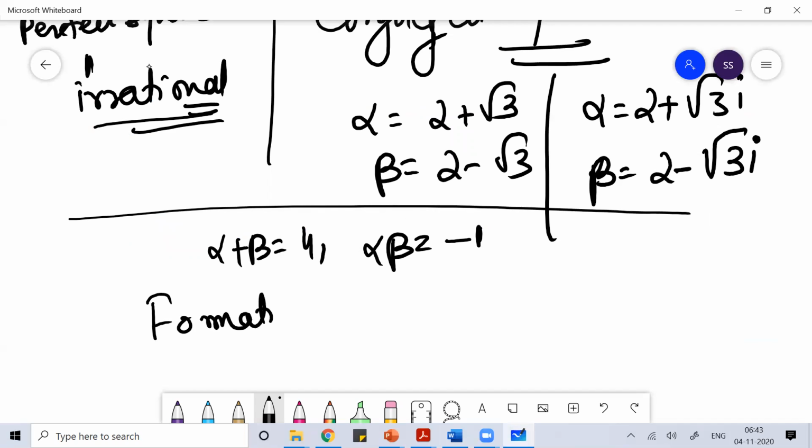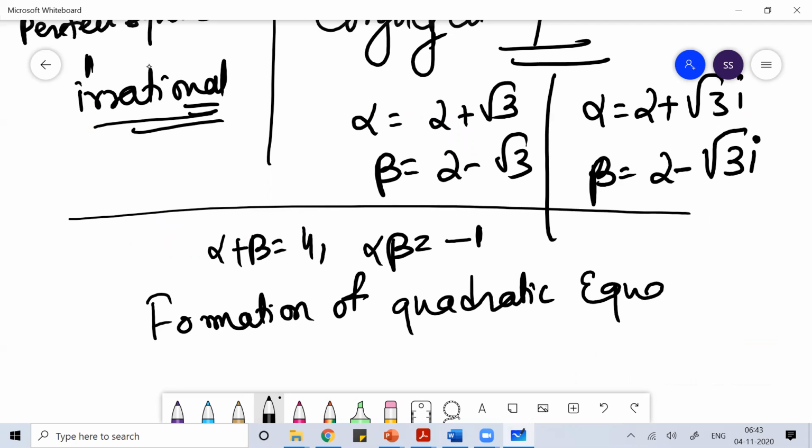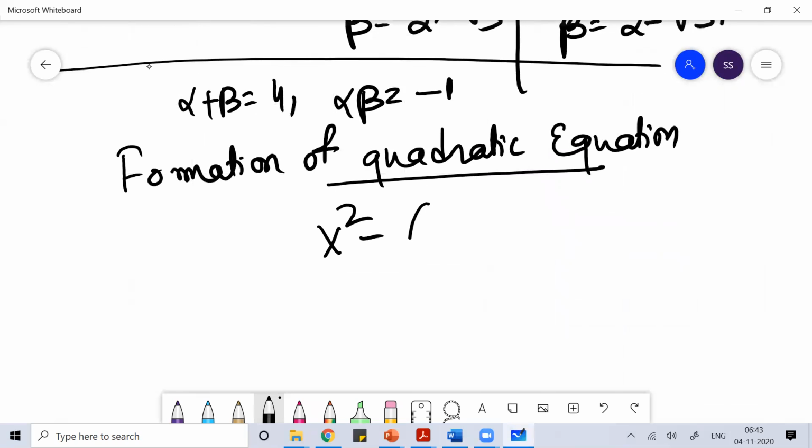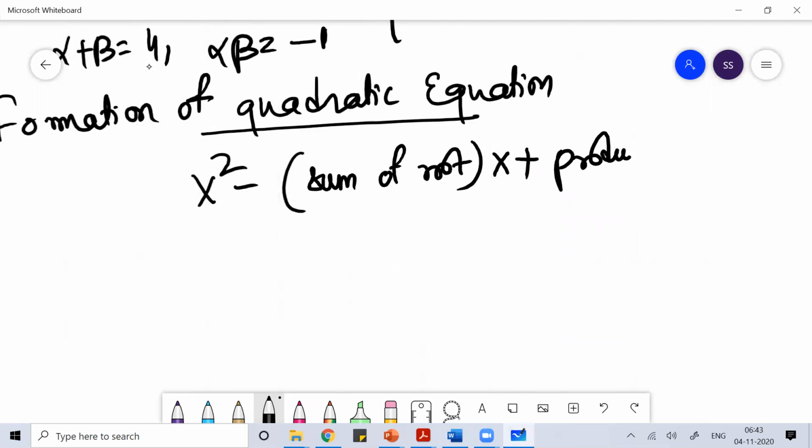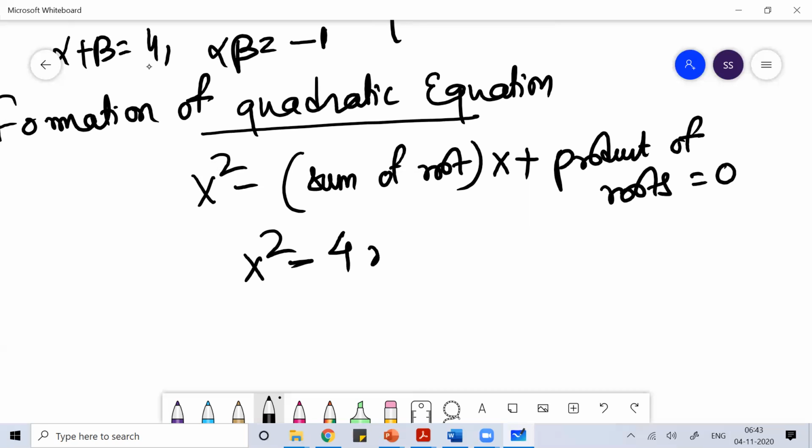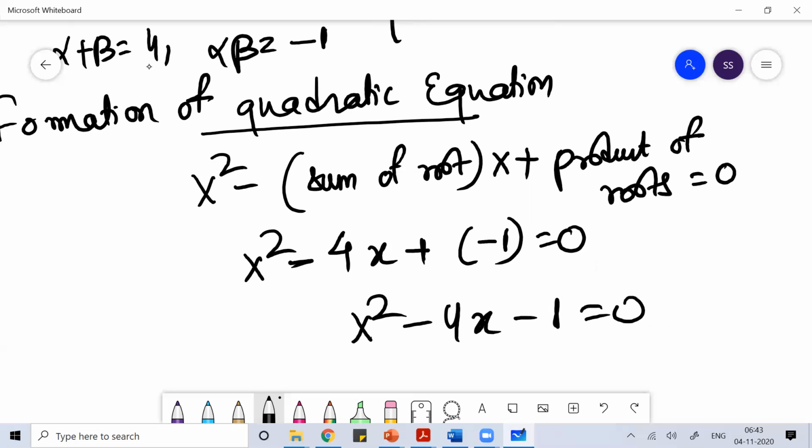I hope you remember, whenever we talk about formation of a quadratic equation, we use the formula: x square minus (sum of roots) x plus product of roots, equal to 0. So x square minus sum of roots, which is 4, plus product of roots, which is minus 1. So the equation would be x square minus 4x minus 1 equal to 0.